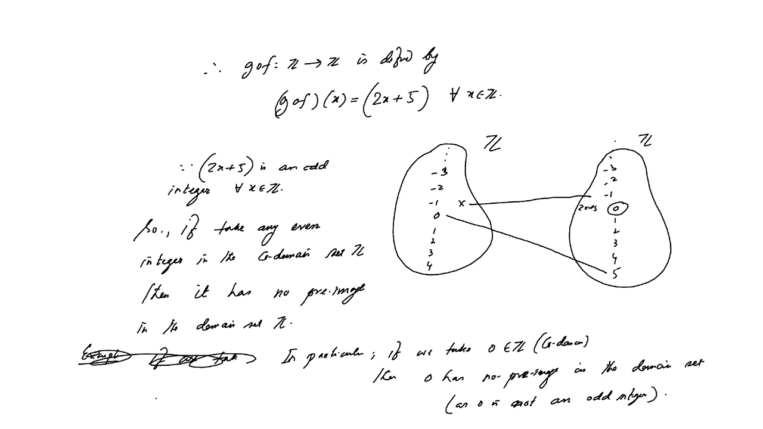Okay. So therefore, here G composed F from Z to Z is not surjective.